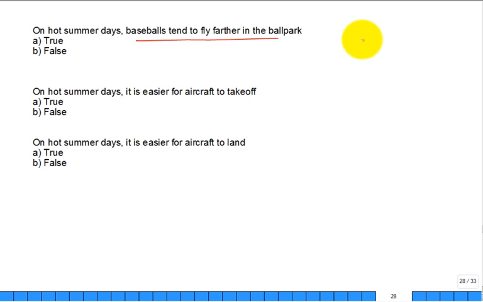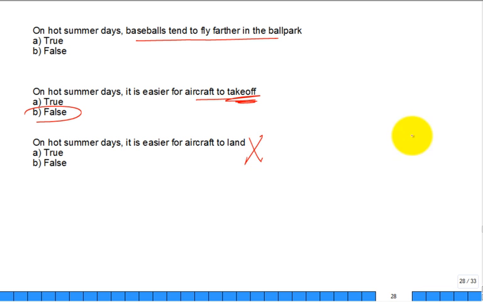Okay. On a hot summer day, it's easier for aircraft to take off. Nope, nope, nope. On hot days, it's easier for aircraft to land. That's a tricky one. Let's leave that one alone.